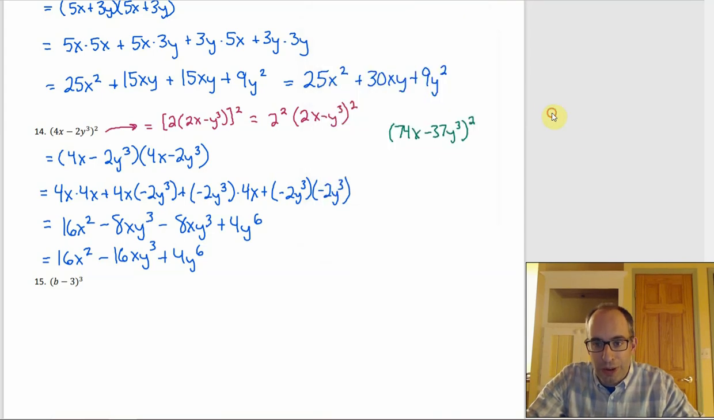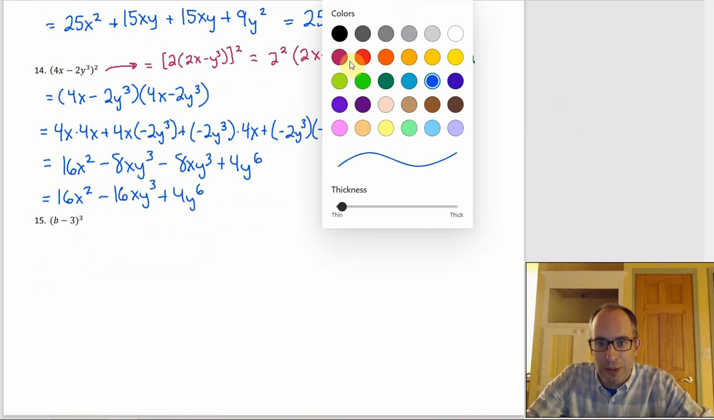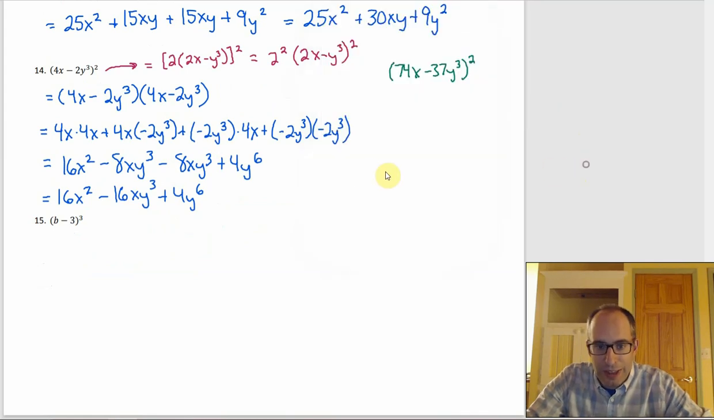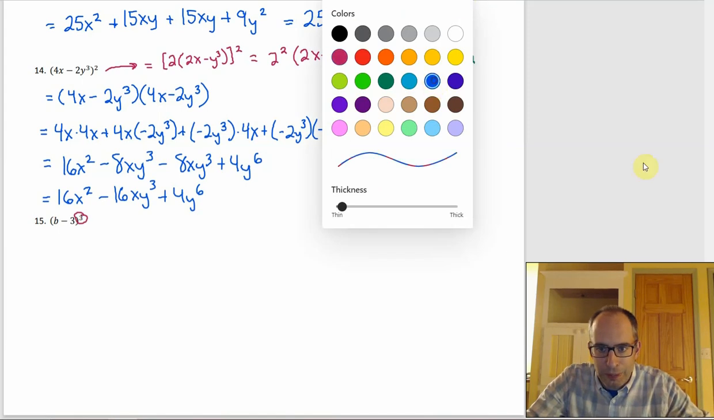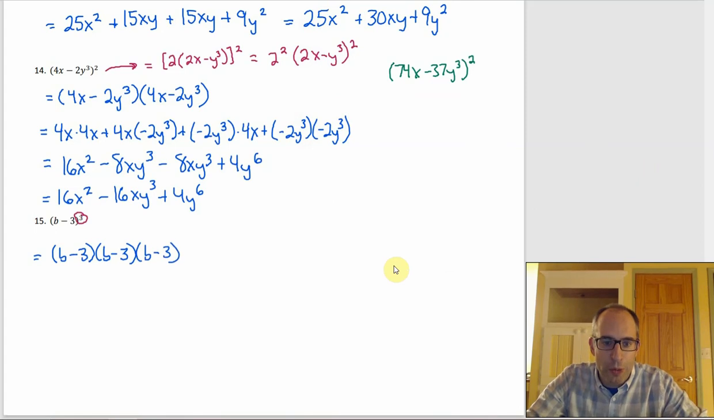Then the last one, which is a cube instead of a square, right? I guess that's the important difference with this one, that it is b minus 3 cubed. All right, so what we're going to have to do is, we can just expand this and say it's b minus 3 times b minus 3 times b minus 3. And then just FOIL the first two, and then we'll have to distribute that b minus 3 in the end. That's probably going to be the best move.